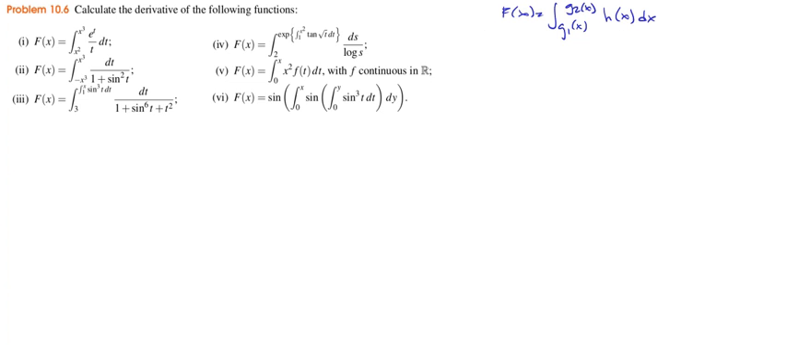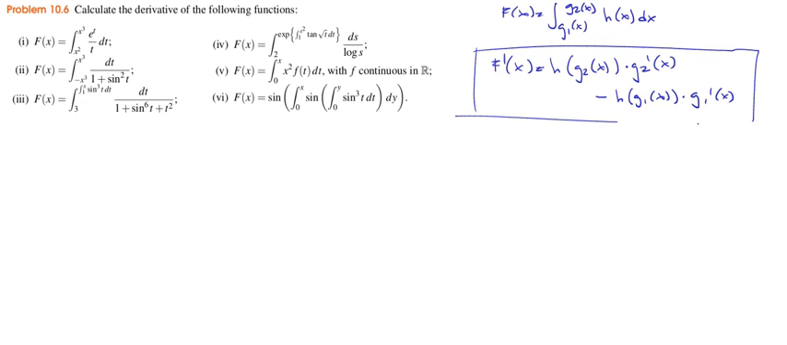Now the derivative of f is going to be h evaluated at g2 times the derivative of g2, minus h evaluated at g1 times the derivative of g1. Okay, so let's apply this formula here.